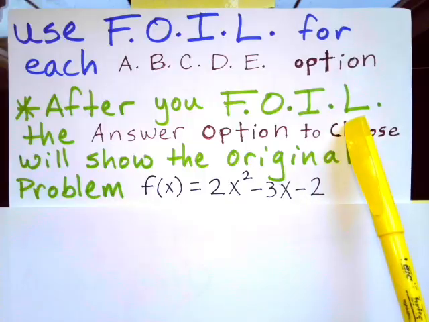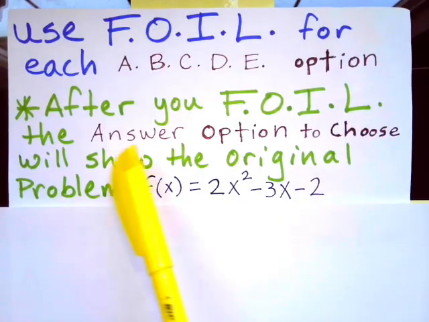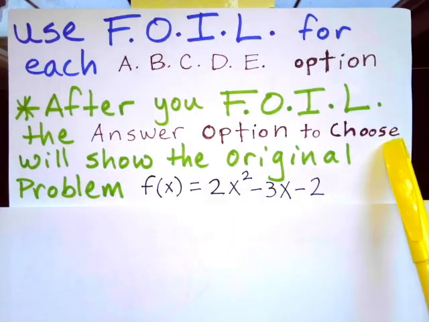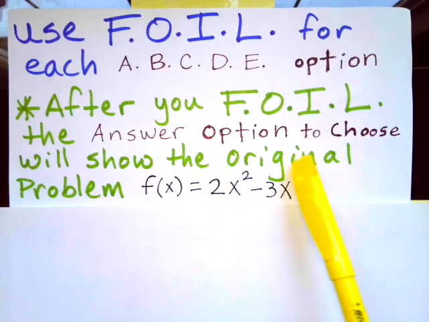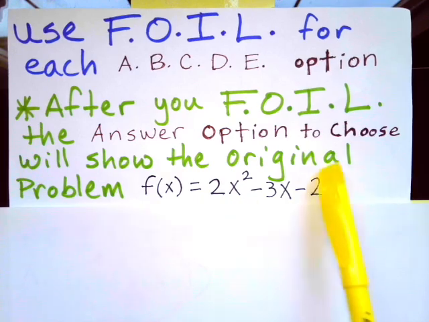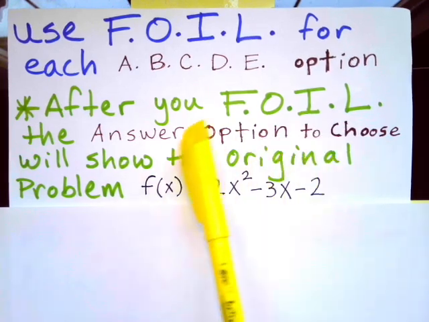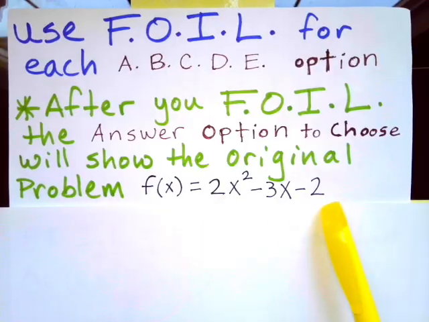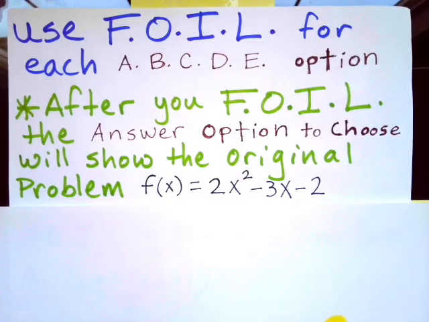After you FOIL, and we'll go over that in just a moment, the answer option to choose will show the original problem that you see here, right? So after you complete the FOIL, if you end up with this original problem you see here, you know that's the answer. That's also the key to the cheat strategy I'll show you in the last video. I believe it should be video part 4.